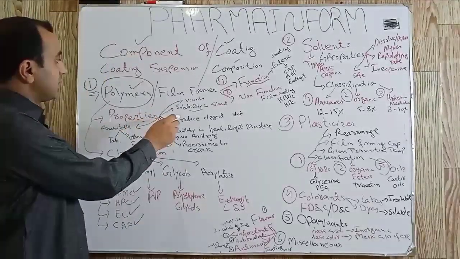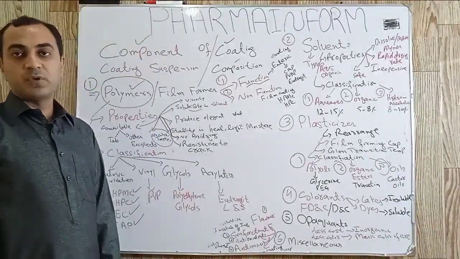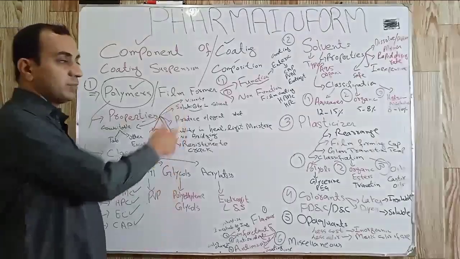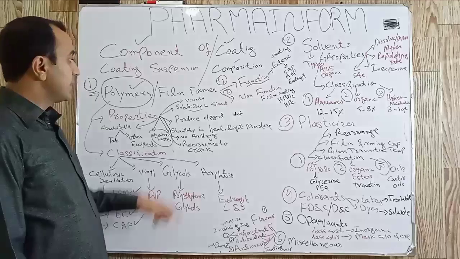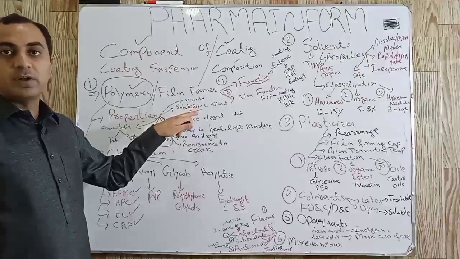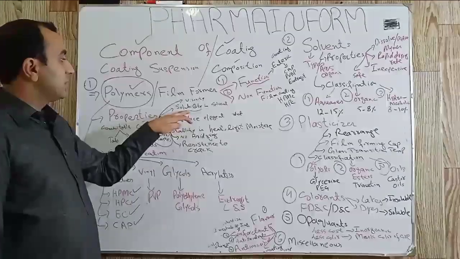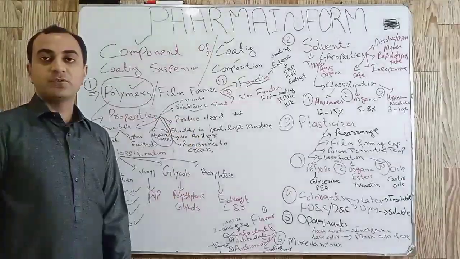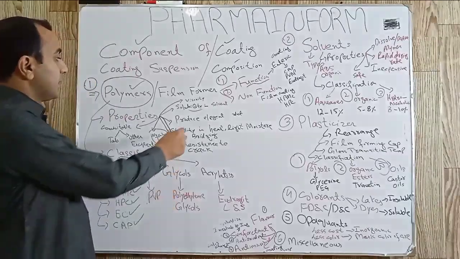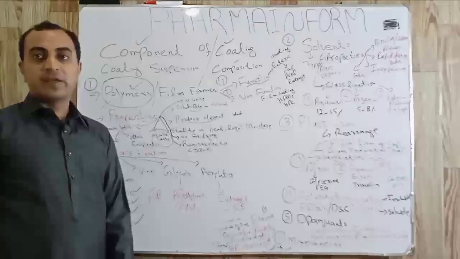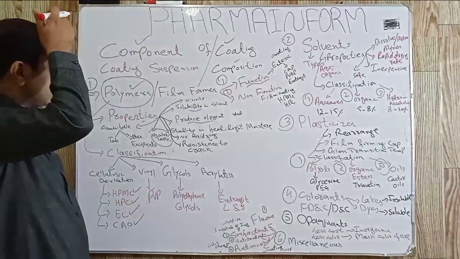Polymer properties: first is viscosity. We should use a polymer which produces a coating suspension that is not too viscous. For that we mostly use low molecular weight viscosity grades of the polymer. Next, solubility in solvent: the polymer used should easily be soluble in the selected solvent. The polymer used should produce an elegant appearance or film on the tablet.